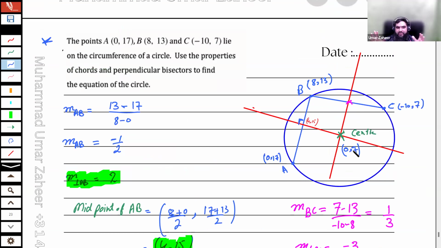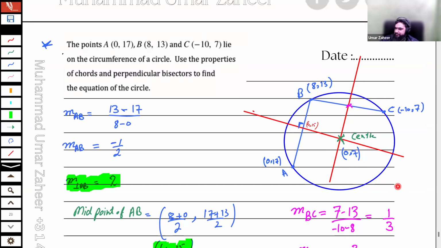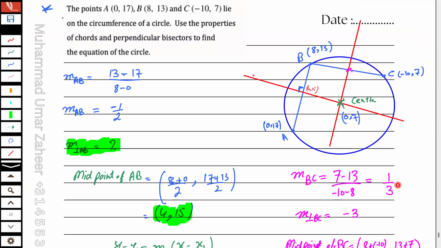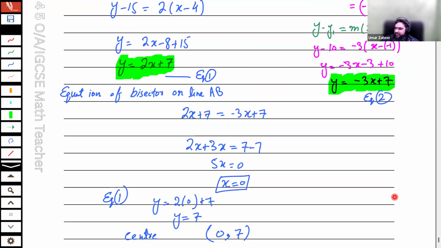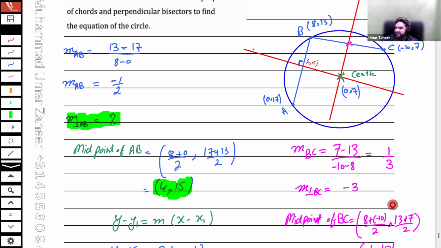Any question till here? We have done all of these things. We found the equation of the perpendicular bisector on AB. We found the perpendicular bisector line on BC. After getting them, because I know they will meet at the center, I solved simultaneously and got the center, that is 0, comma 7. Yes, anyone having a question till here? Okay, look here. Now what do we need? We have a center. I need a radius.